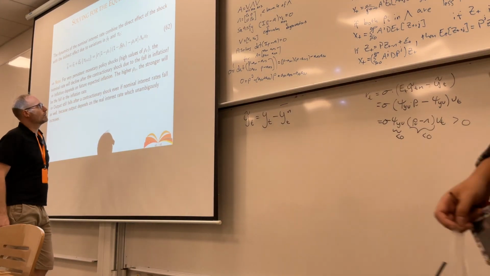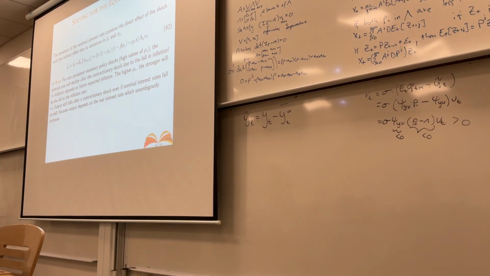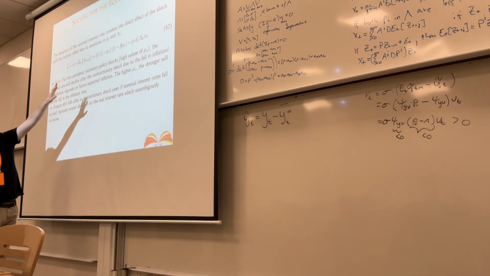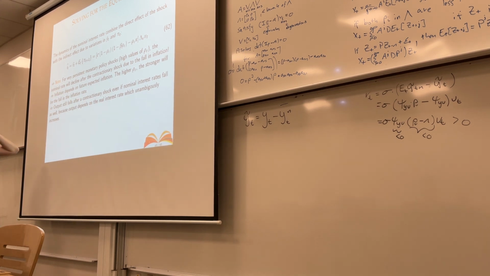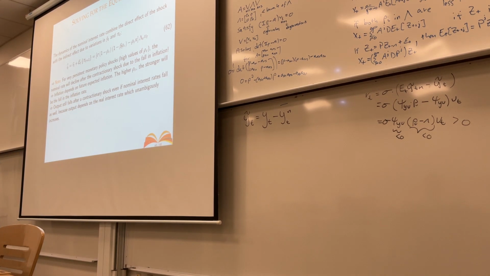So if rho nu is very large, then we will have potentially a negative response in the nominal interest rate today to this surprise shock. And that's simply because, with a very high autocorrelation, this means that the fall in inflation is very large, because inflation depends on our expectation of future inflation.